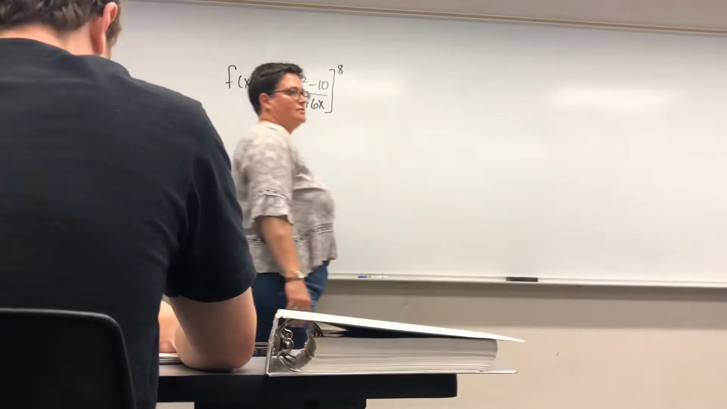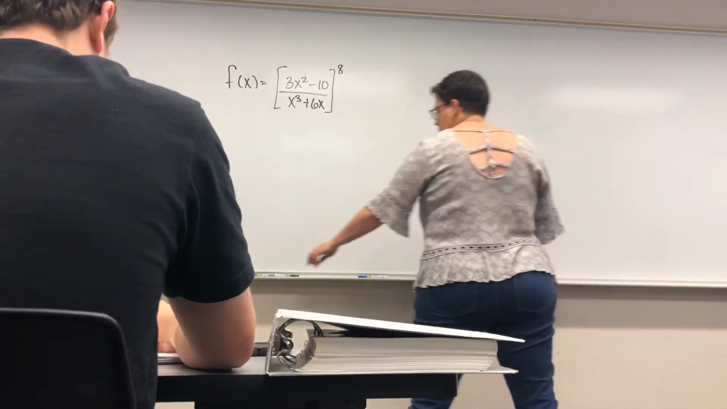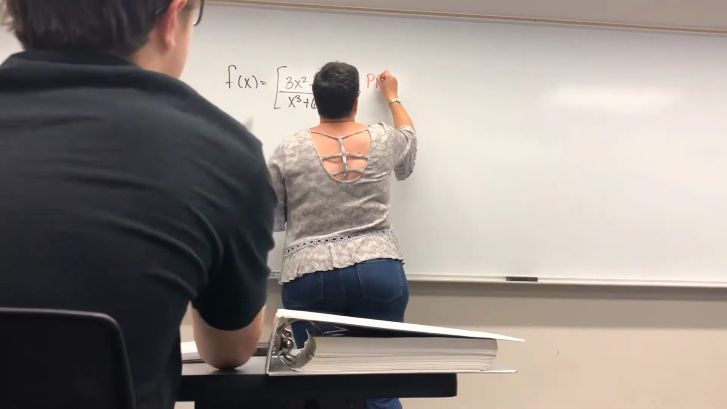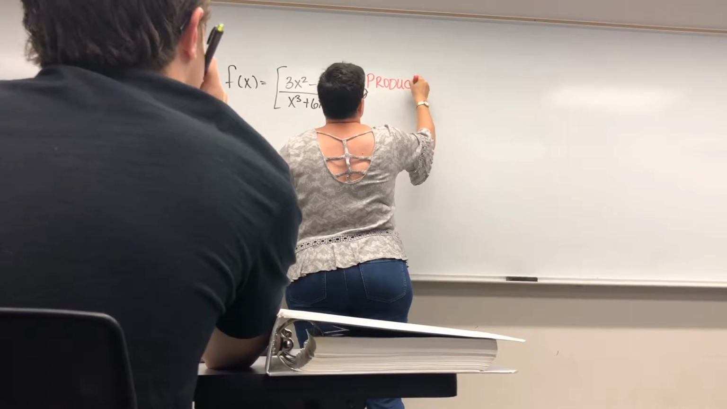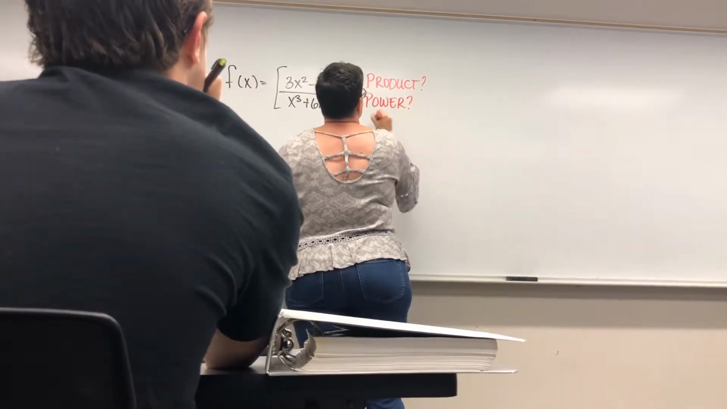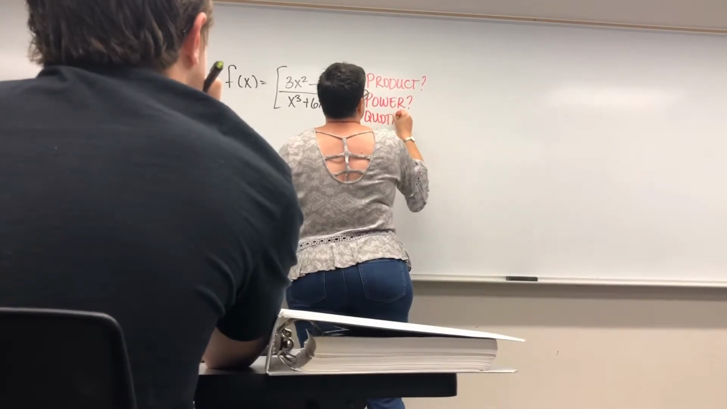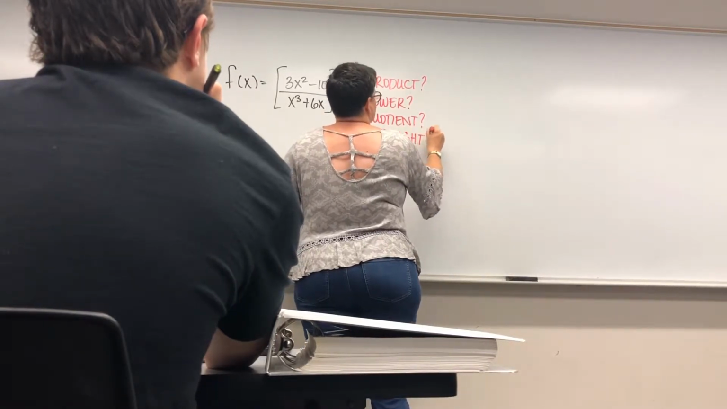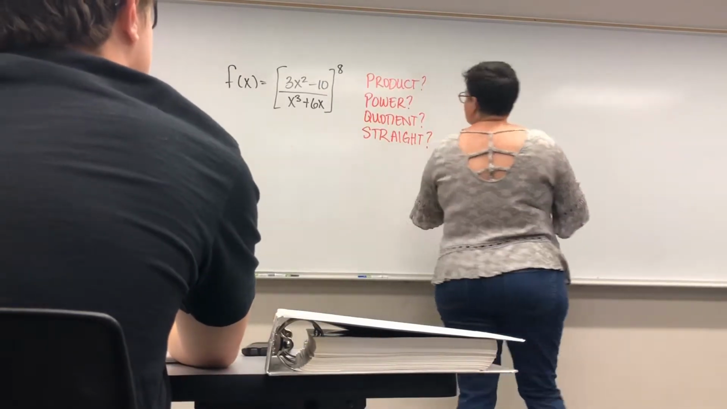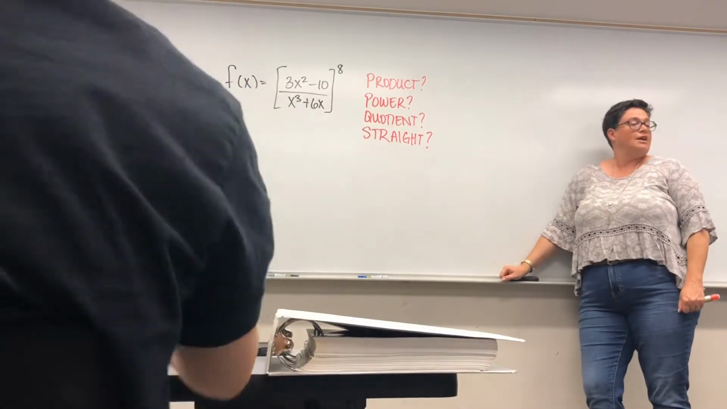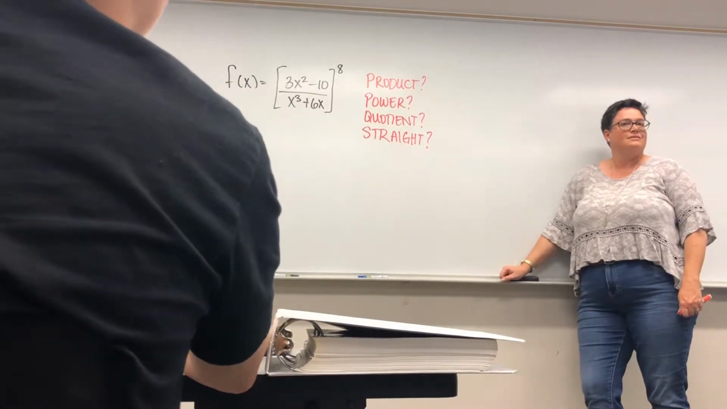I know you guys see the quotient, but globally, the outermost function, is that a product? A power? A quotient? Or what I just call a straight derivative, which is the first thing we learned, the shortcut. Straight derivative. You sure? I heard it. Power. It's a power rule.